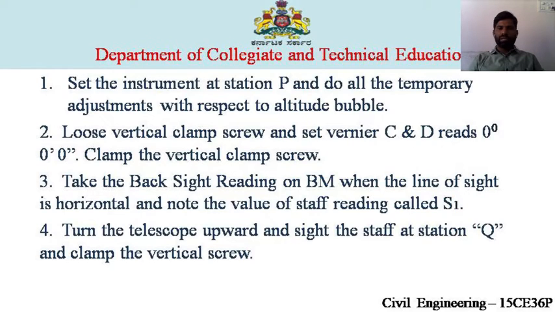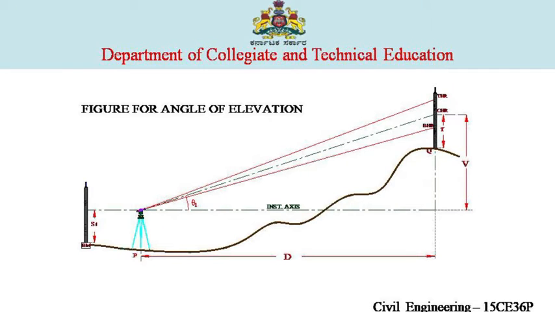The procedure for conducting this experiment is as follows. First step is set the instrument at station P and do all the temporary adjustments with respect to altitude bubble. We need to set our theodolite at a convenient point with a convenient height, and do all the temporary adjustments like centering, leveling and elimination of parallax.